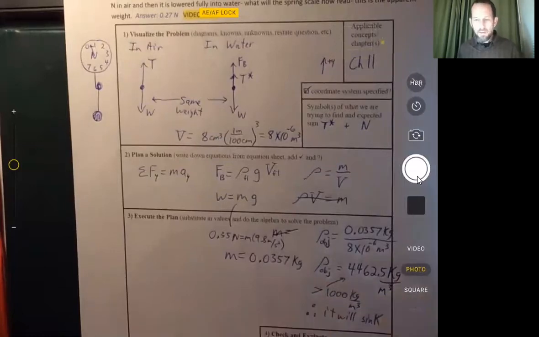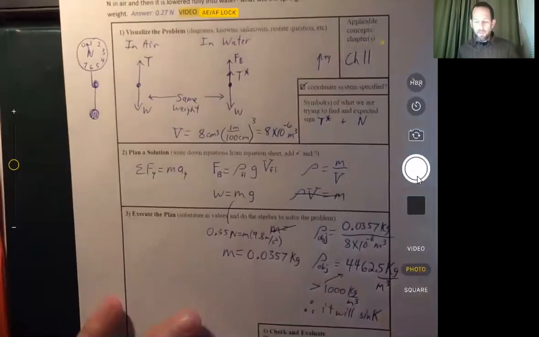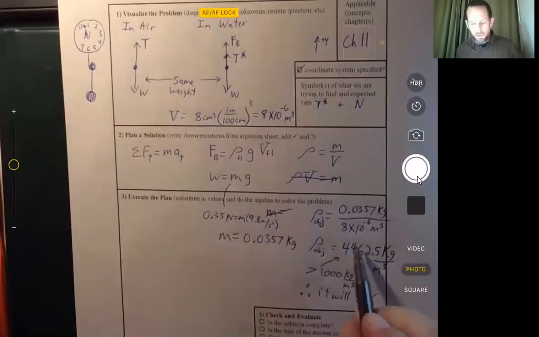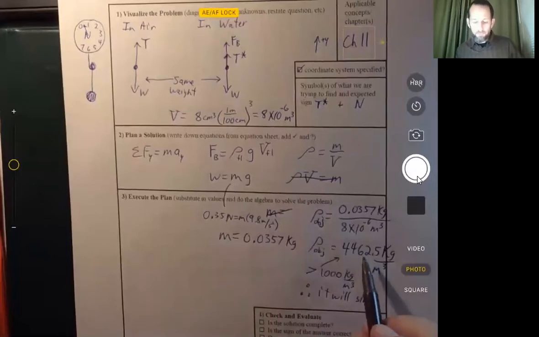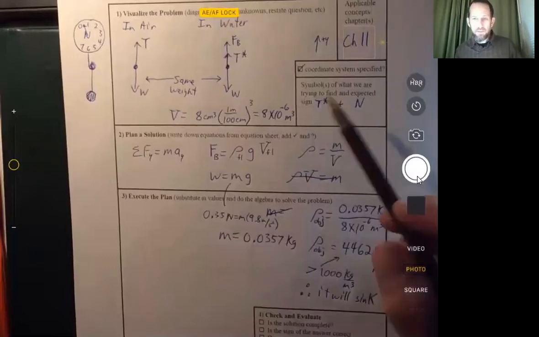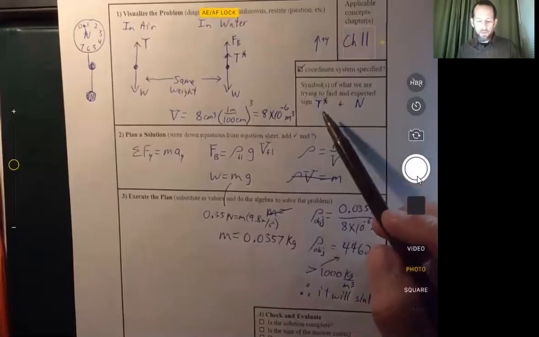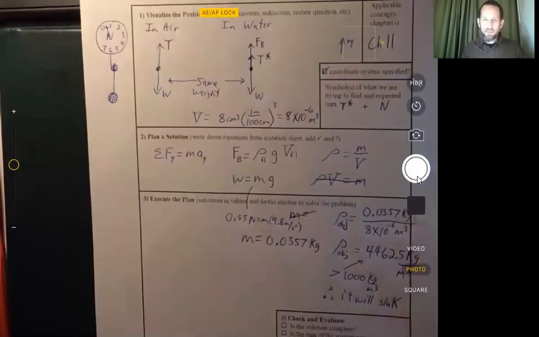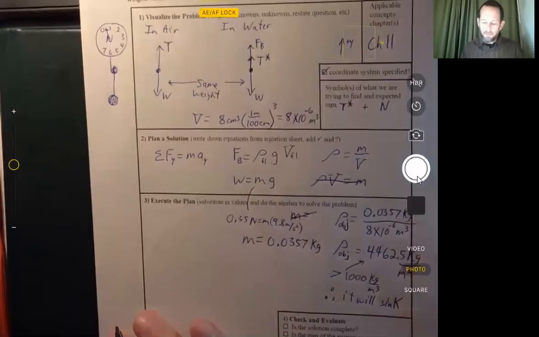And why do I even mention that? Well, if we got a density here of, say, 800 kilograms per cubic meter, that would mean it's less dense than water, and it's going to float. And then our value for T star would be 0. There would be no tension in the string, and the scale readout would be 0. The apparent weight would be 0. All right, but it is going to sink, and so we are going to have an apparent weight. And so we can go about figuring that out.